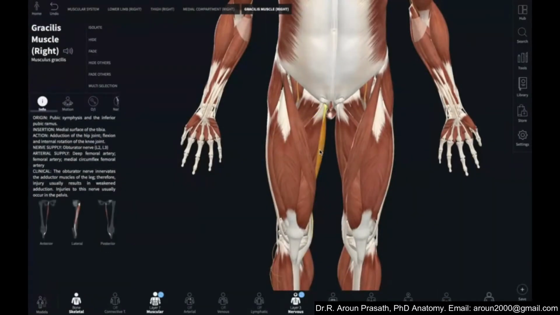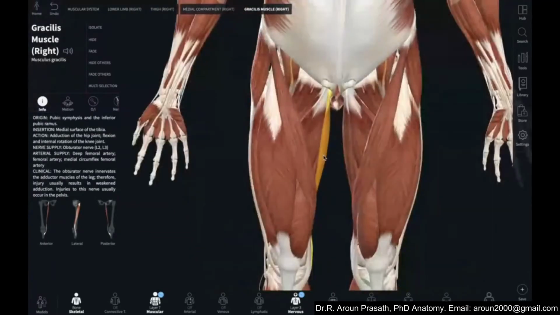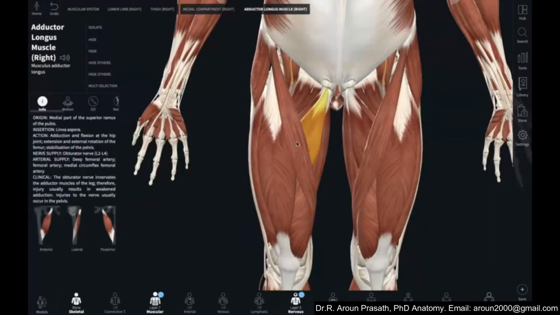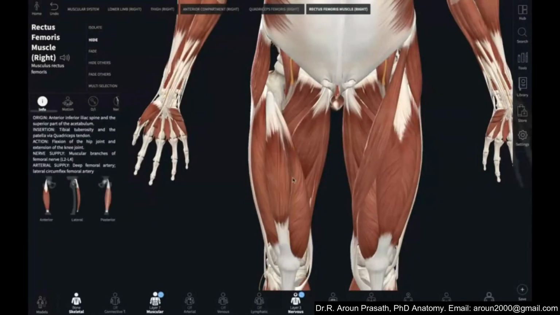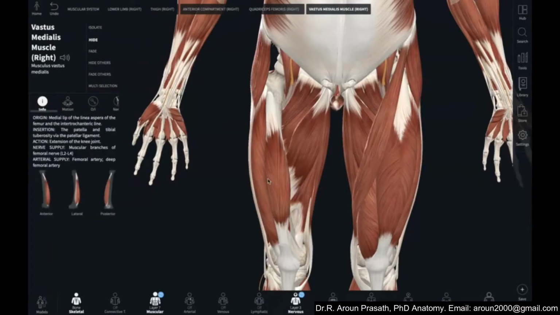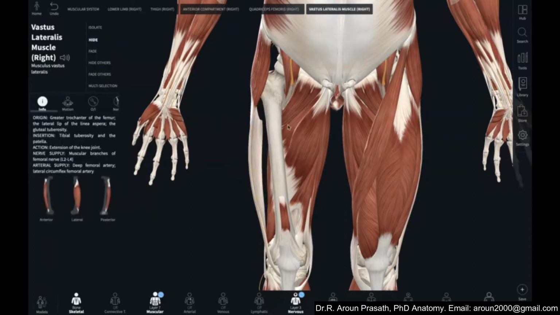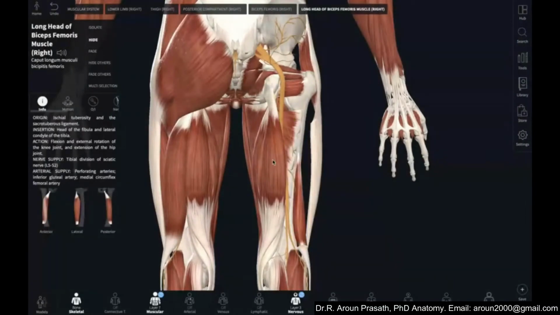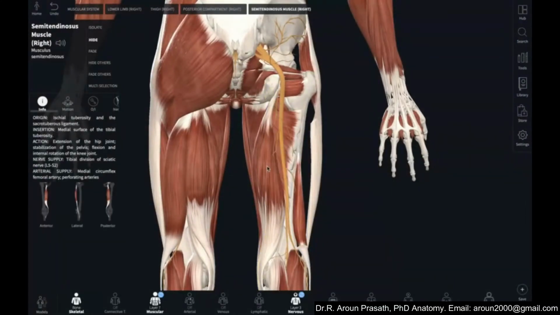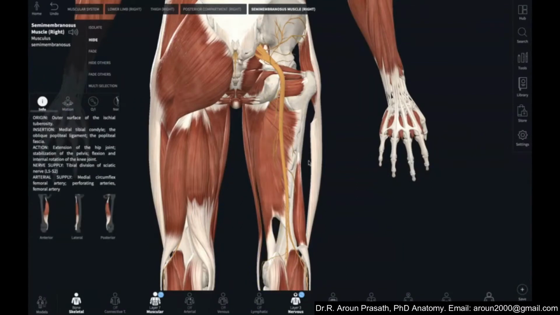To show the muscle function, it's better I remove the anterior thigh muscles. For your better understanding, I will remove the muscles present in the anterior aspect of the thigh, so that it will be easy for you to understand. Okay, these are the muscles. Even the posterior muscles of the thigh, I will remove.